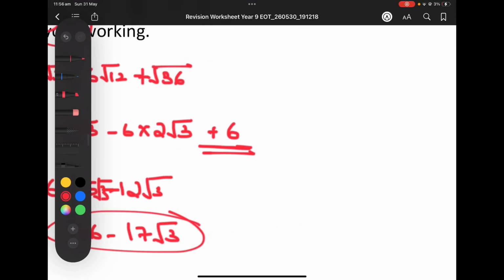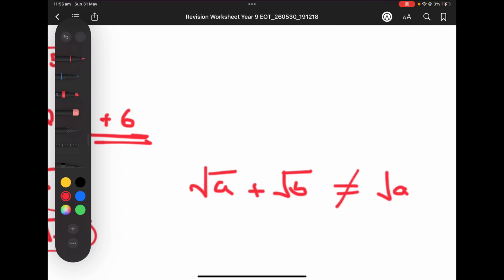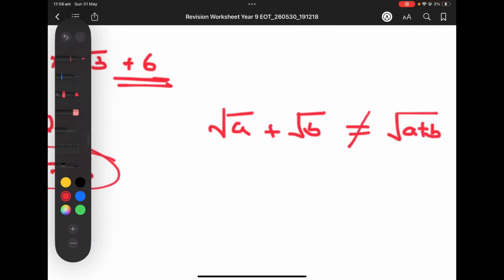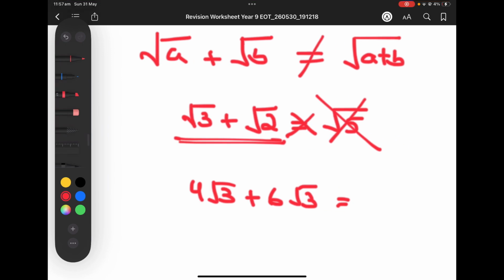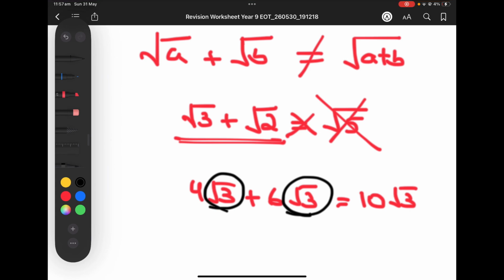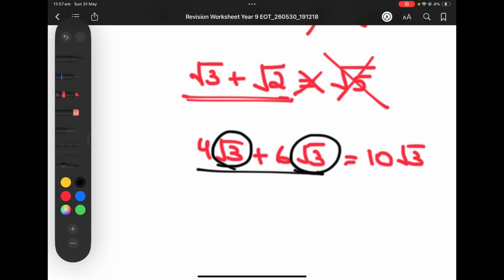Now here there is a catch. When I have root a plus root b, I cannot add them together. It is not possible to do a plus b in here. Instead, let's take an example of root 3 plus root 2. It is not at all possible to make root 5. Nope, it remains as it is. But if I have 4 root 3 and 6 root 3, then I can add them and it becomes 10 root 3. If the root part of two numbers is the same, then you can add them.